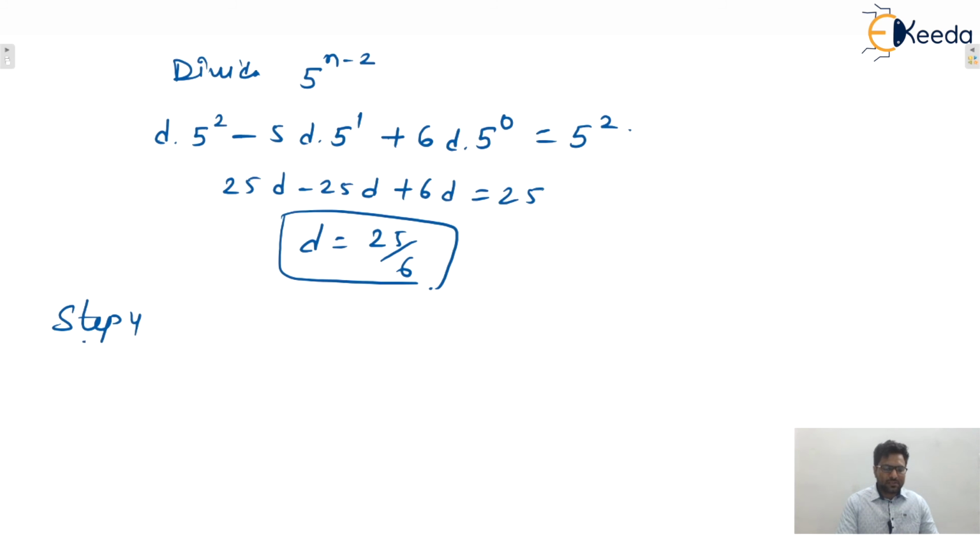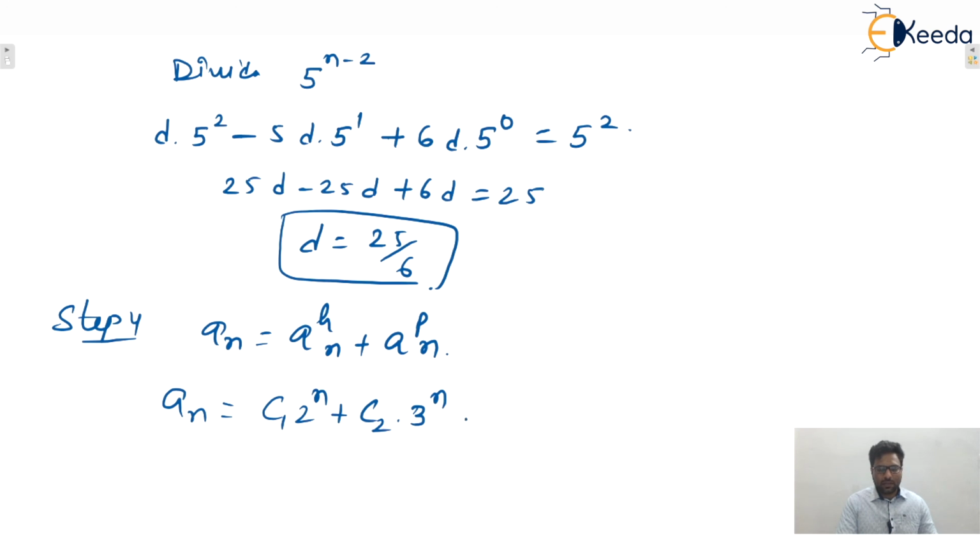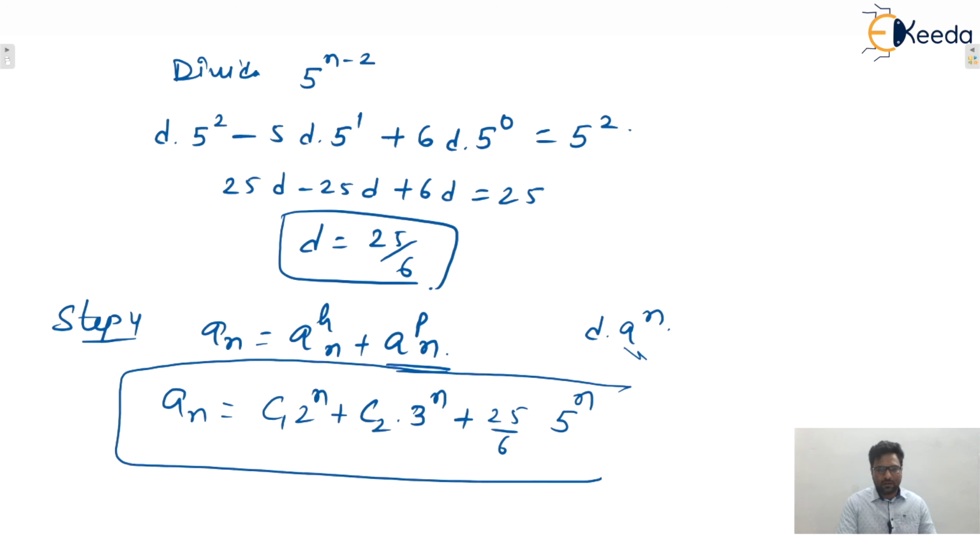And what will be step 4? Step 4 will be to add both solutions, the homogeneous solution and the particular solution. The homogeneous solution was C1 into 2 raised to power n plus C2 into 3 raised to power n, and the particular solution is d into a raised to power n. Here the a value is 5, and the d value is 25 by 6, so 25 by 6 into 5 raised to power n. That will be the required solution, isn't it?